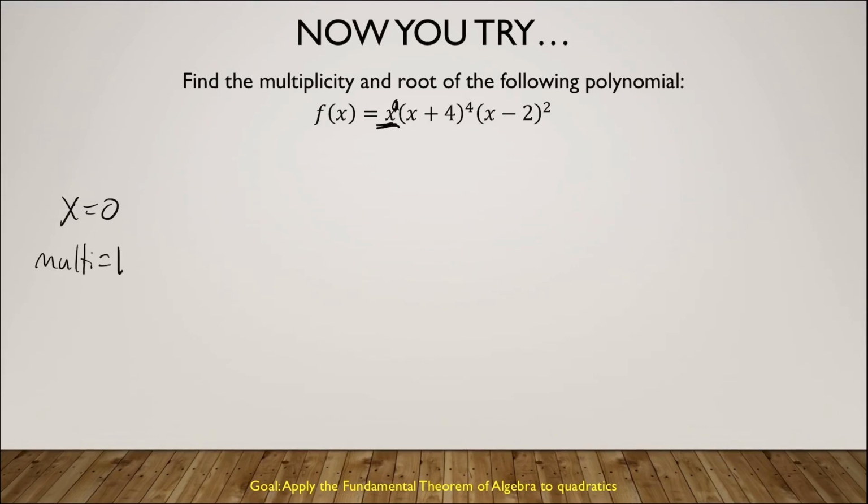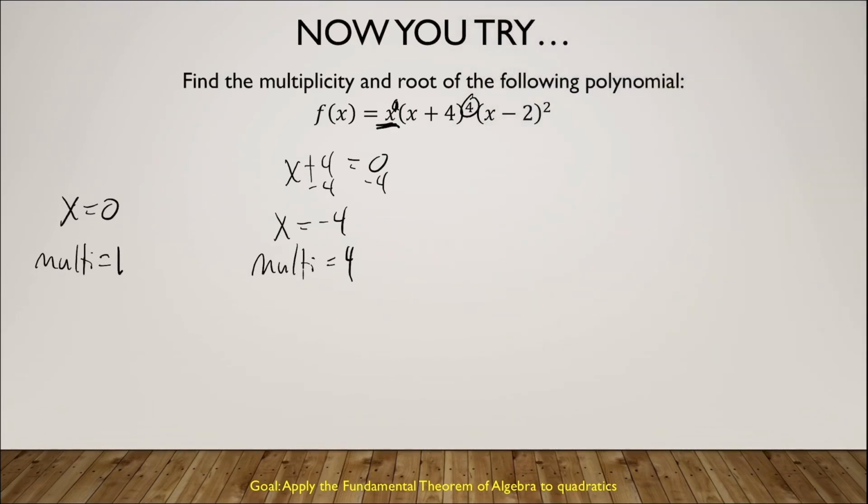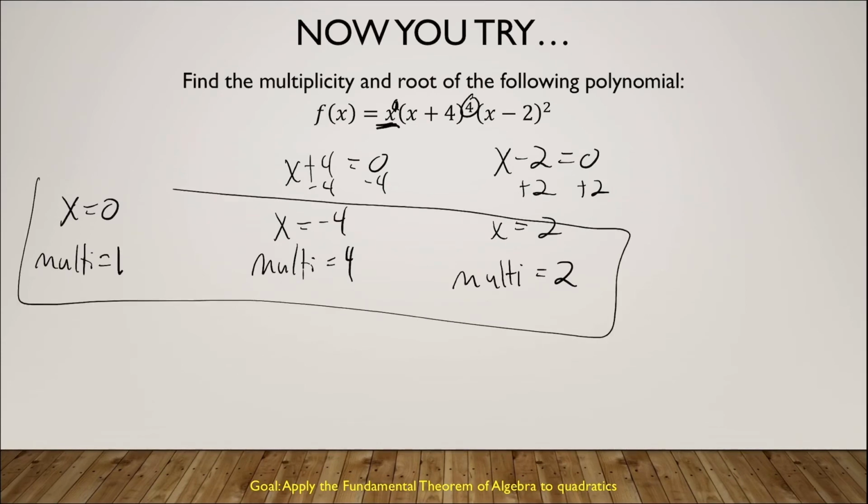Okay, for the next one, x + 4 = 0. We subtract 4 from each side. We get x = -4, multiplicity of 4. Then we get x - 2 = 0. I add 2 to both sides. So my root is 2 with a multiplicity of 2, so there's my answers.